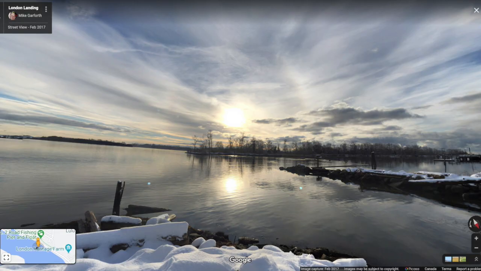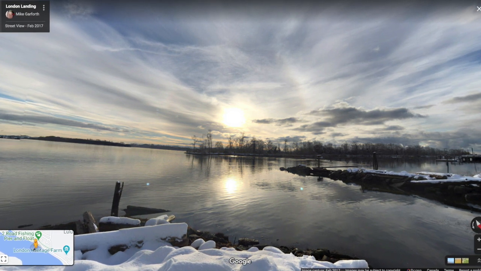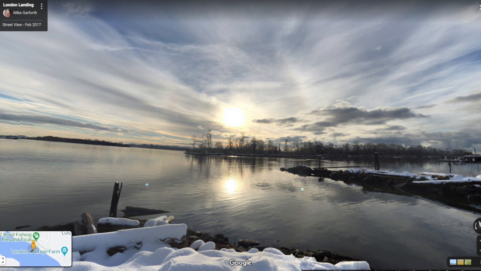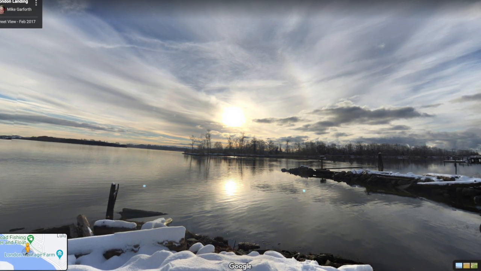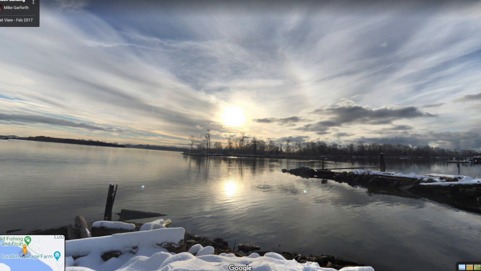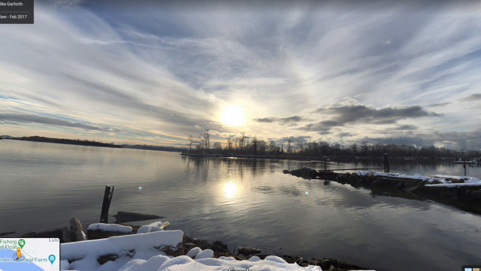So here I am, standing at London Park, just next to the pier. As I look across the main channel of the river, you can see the main bank on the very far side, and then just looking down to my right, looking southwest, you can see a closer piece of land, which is actually the so-called Shady Island.